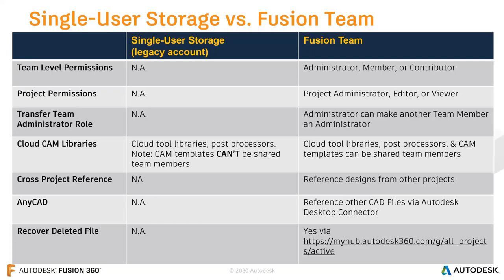And if you look at the other Fusion team capabilities, at the team level access permissions we have administrator, member, and contributor. At the project level permissions, we have the project administrator, editor, and the viewer. So we want to see how to do that. And you can transfer the team administrator role to another team member as well. For example, I'm the administrator, but I can also transfer the role to another team member.